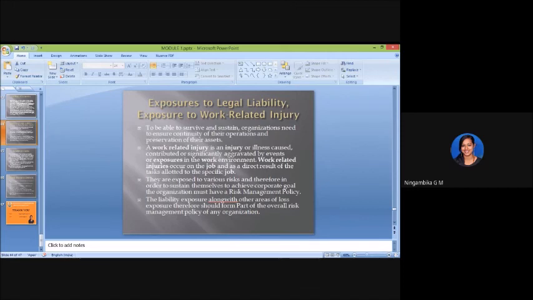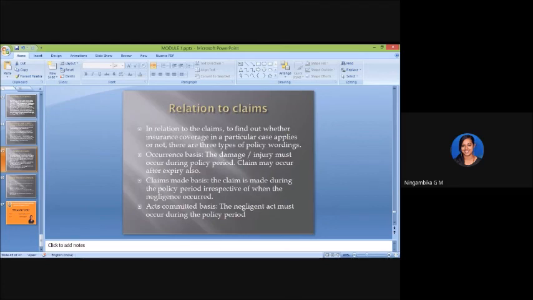Legal liability, again, we discussed the lawsuit. That explains the legal liability, which is more important in relation to the claim. In relation to the claim, find out whether the insurance coverage in a particular case applies or not. So these types of policy wordings will occur. When you are claiming insurance policies, three things should be analyzed: occurrence, claims-made basis, and acts-committed basis. Occurrence talks about the damage or injury: when did it occur, is it in the policy period or not. If the claim occurs after expiry, then they can't get the money out of it.